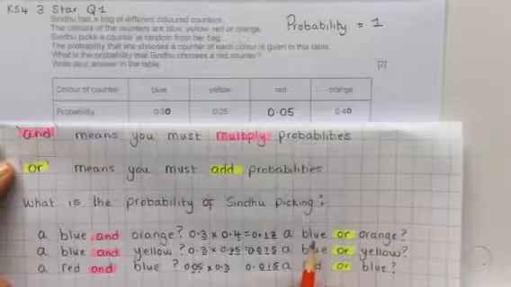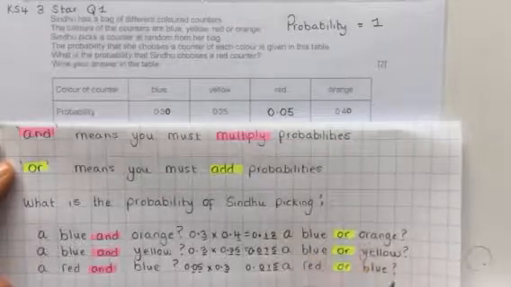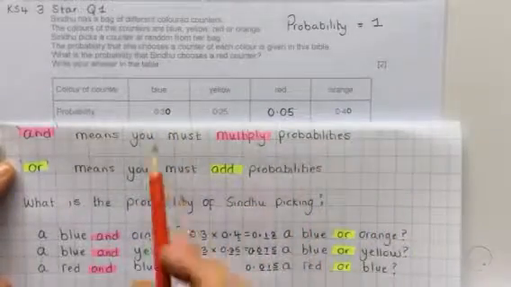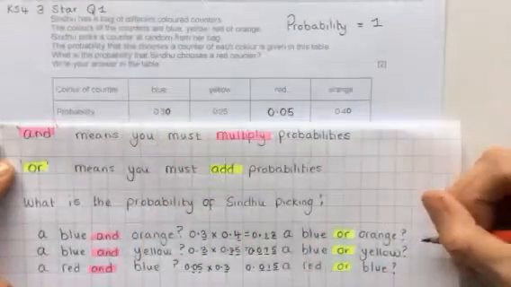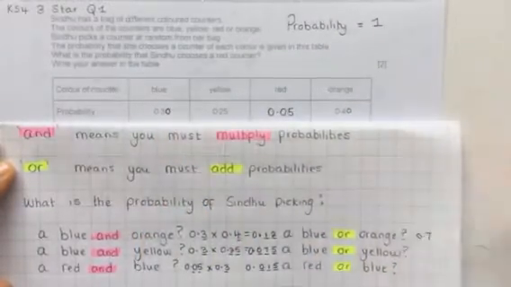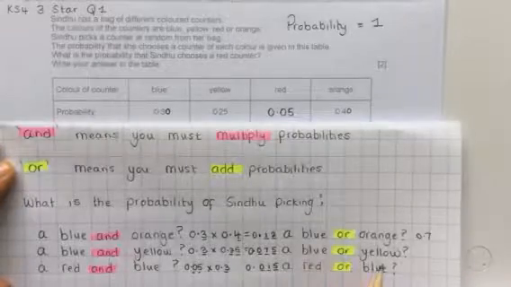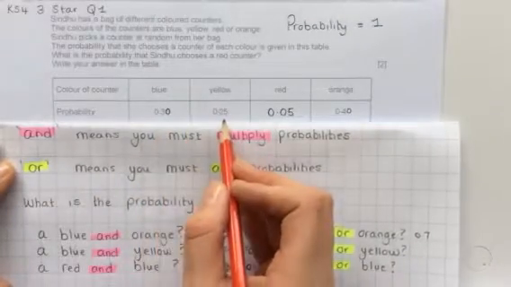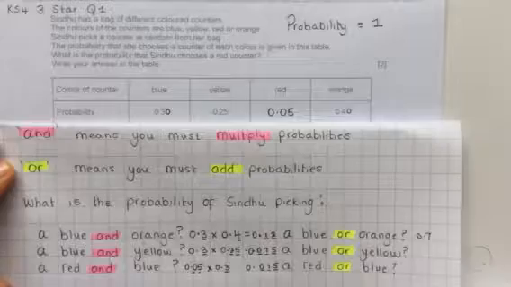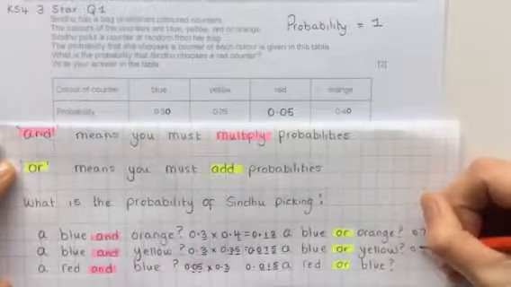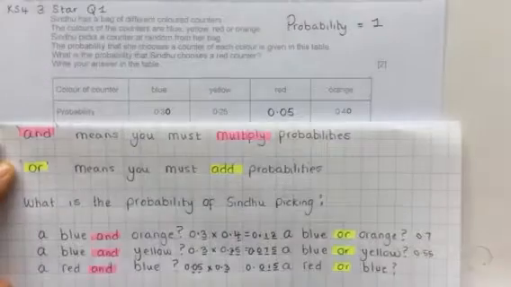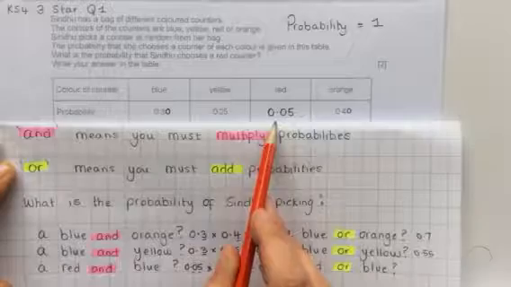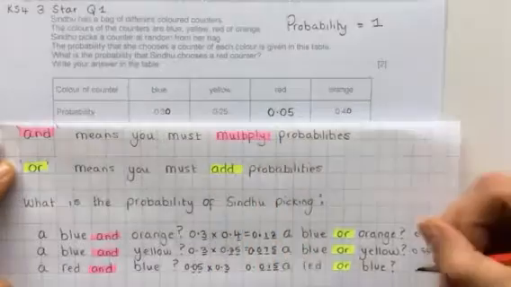Going over to the or, nice and straightforward here. We've got blue or orange. We've got blue is 0.3, orange is 0.4, 0.3 add 0.4 is equal to 0.7. Blue or yellow, blue is 0.3, yellow is 0.25, so our probability there is 0.55. And last but not least, we've got red or blue. Blue is 0.3, red is 0.05, put them together gives you 0.35.